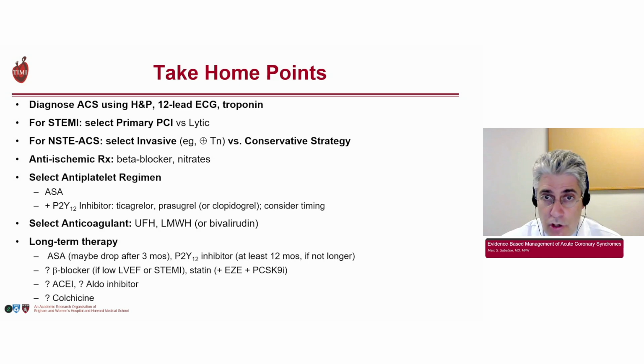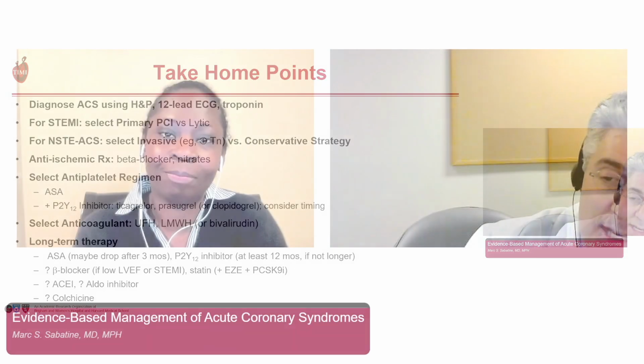LDL cholesterol control with statins plus ezetimibe and/or PCSK9 inhibitor to get that LDL under 55 milligrams per deciliter. Personally, I would target under 40 milligrams per deciliter. Think about whether the patient should get an ACE inhibitor, aldosterone antagonist, and then you might consider colchicine, but most people are waiting for a little more data. All right, that's the formal end of my talk, and I'm happy to take any questions if time permits.